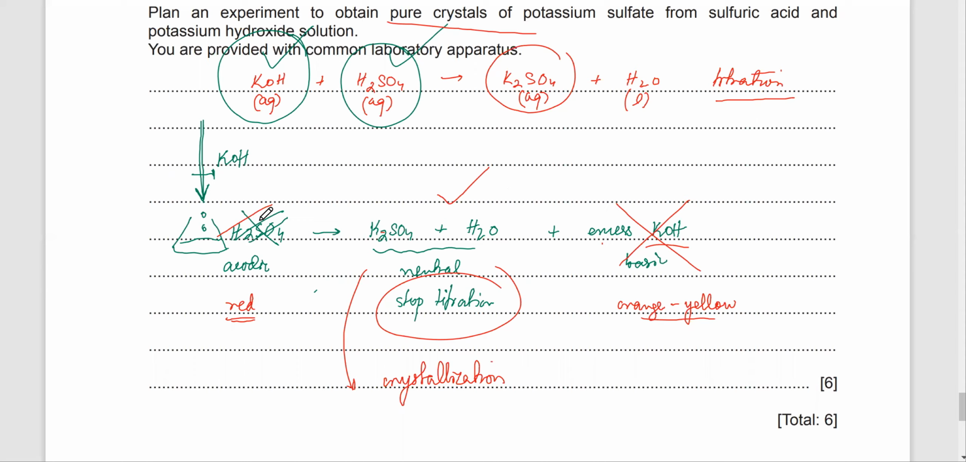Then what did you do? You repeat the experiment without the indicator. Why? Because the indicator itself is contaminating the salt that's produced. So once you know how much KOH and how much H2SO4 will react, there's no need to add the indicator because you now know the volume. So you're going to repeat the experiment with the known volumes without the indicator.